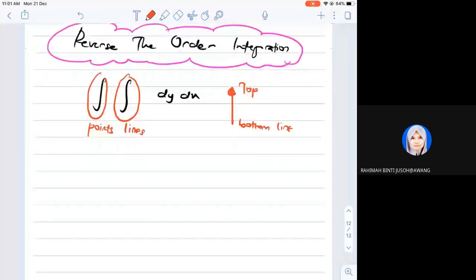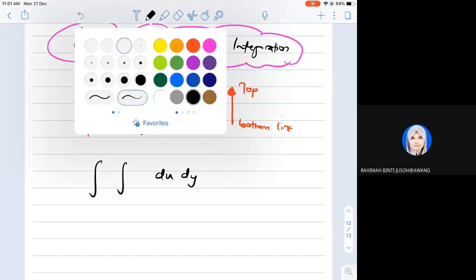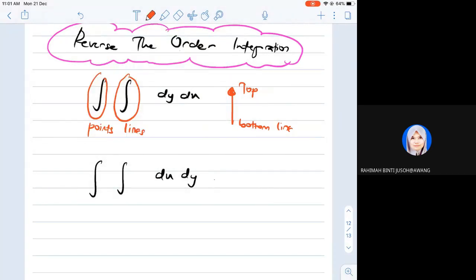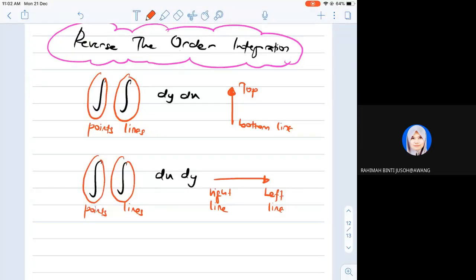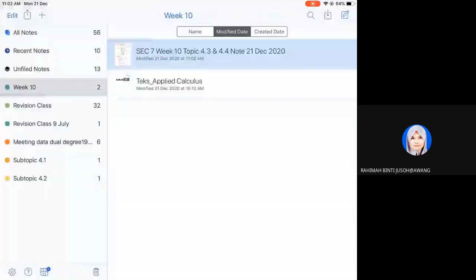Okay, and then if you have dx dy, the movement should be from right to left. Right lines to the left line. So here also lines. You have to bear in mind garisan. Dekat luar ni baru titik je, points. Titik saja. Okay. So how to reverse the order of integration?